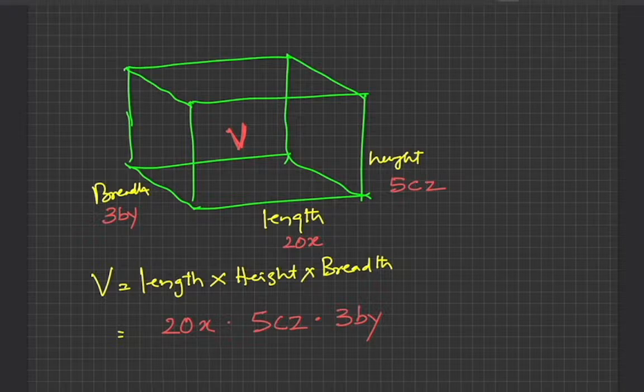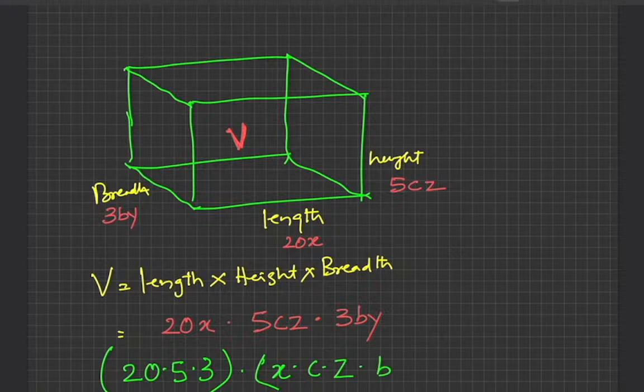So the product of the numerical coefficients is 20 times 5 times 3, then multiplied by the product of the literal coefficients, that is the variables. As I can see here, there's x times z times y.